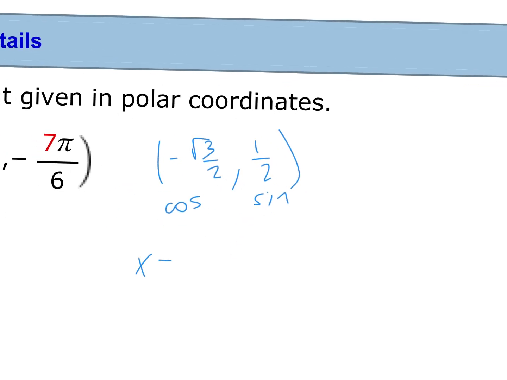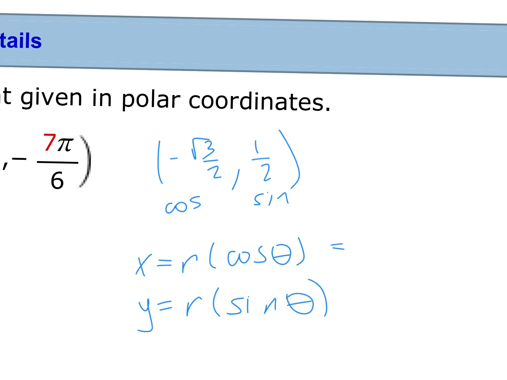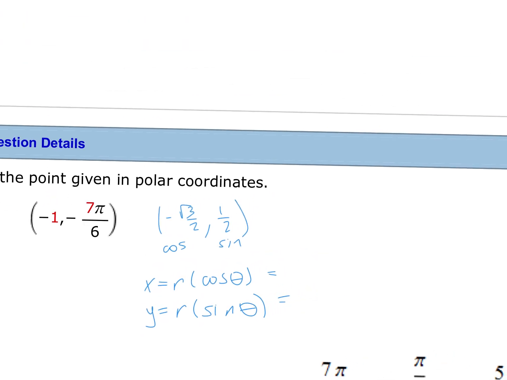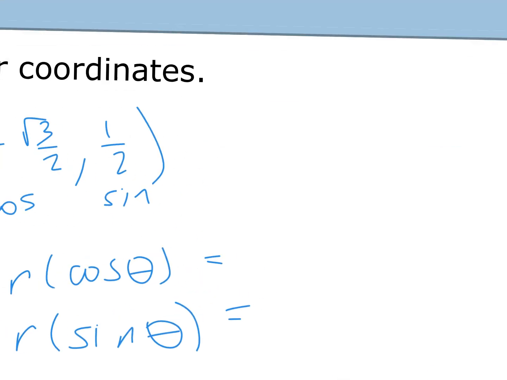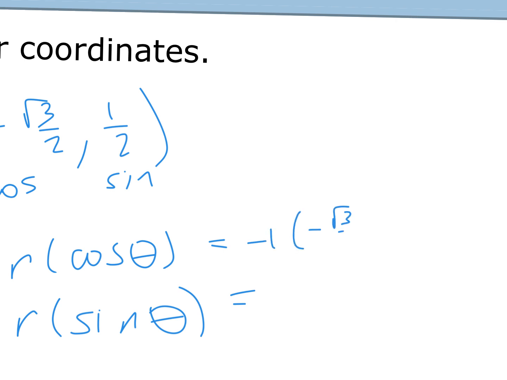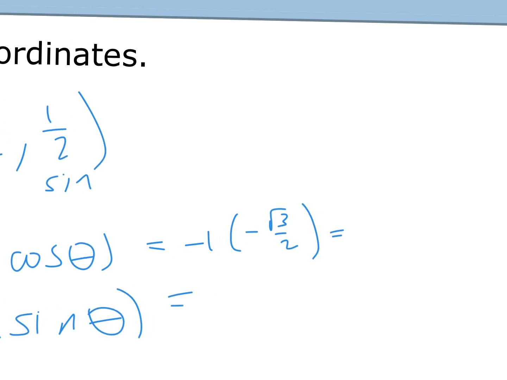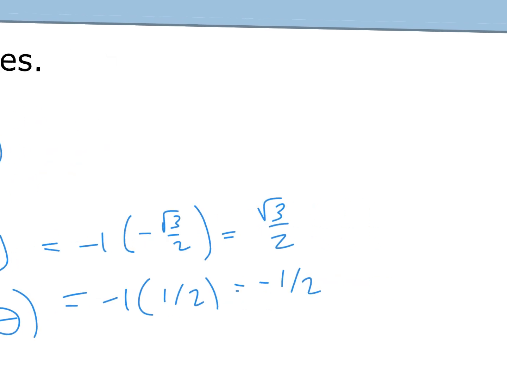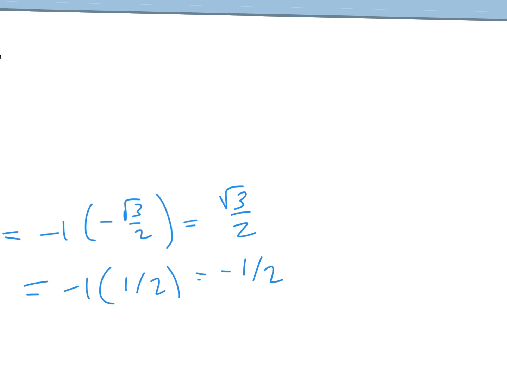So my x coordinate is going to be r times the cosine of theta, and my y is going to be r times the sine of theta. And those are formulas you guys need to know tomorrow. X goes with cosine, y goes with sine. So I have negative 1 times negative square root of 3 over 2. What does that give you? Positive, perfect, square root of 3 over 2. Then negative 1 times 1/2 gives you? Negative 1/2. So write your coordinate as an ordered pair. What goes first? The x. So square root of 3 over 2, comma, negative 1/2.